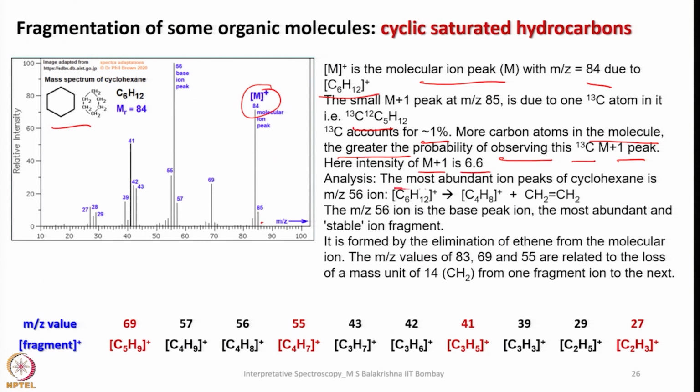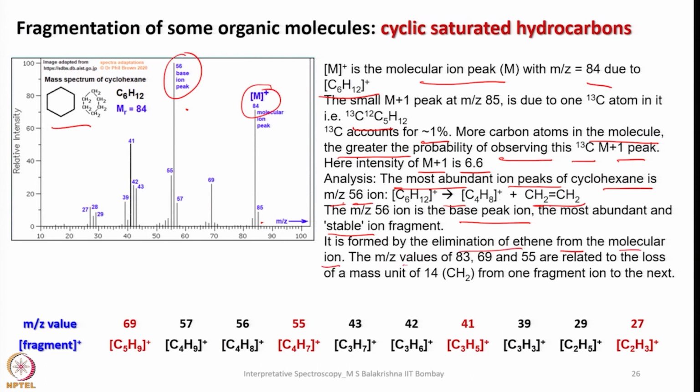The most abundant ion peak of cyclohexane is m/z 56, and this goes to C4H8 plus, and also ethylene comes out. The m/z 56 is the base peak, the most abundant and stable ion fragment. That's the reason you can see 100% abundance of this one. It is formed by the elimination of ethene from the molecular ion.